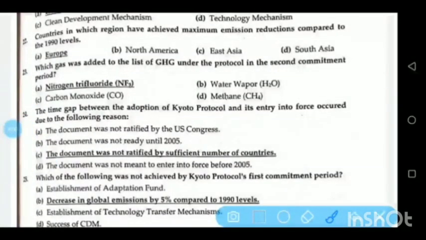Countries in which region have achieved maximum emission reductions compared to the 1990 levels? Europe. Which gas was added to the list of greenhouse gases under the protocol in the second commitment period? Nitrogen trifluoride, NF3. The time gap between the adoption of the Kyoto Protocol and its entry into force occurred due to the following reason: the document was not ratified by a sufficient number of countries.